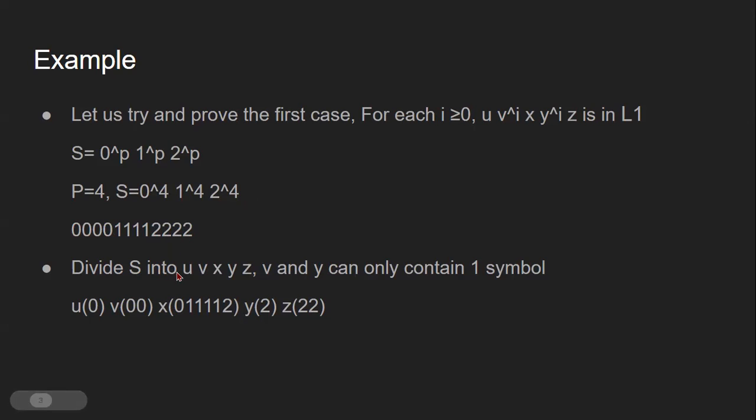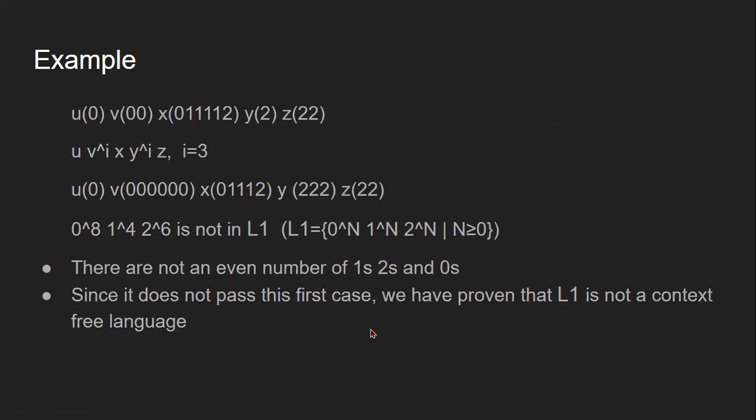And if we divide S into U, V, X, Y, and Z, and V and Y can only contain one symbol, so we will have to divide it as such. This is one way that you can divide it, with U as 1 zero, V as 2 zeros, and X has a 0, 4 ones, a 2, and Y has 1 two, Z has 2 twos. So just as a refresher from last slide, here's how we divided up our string.